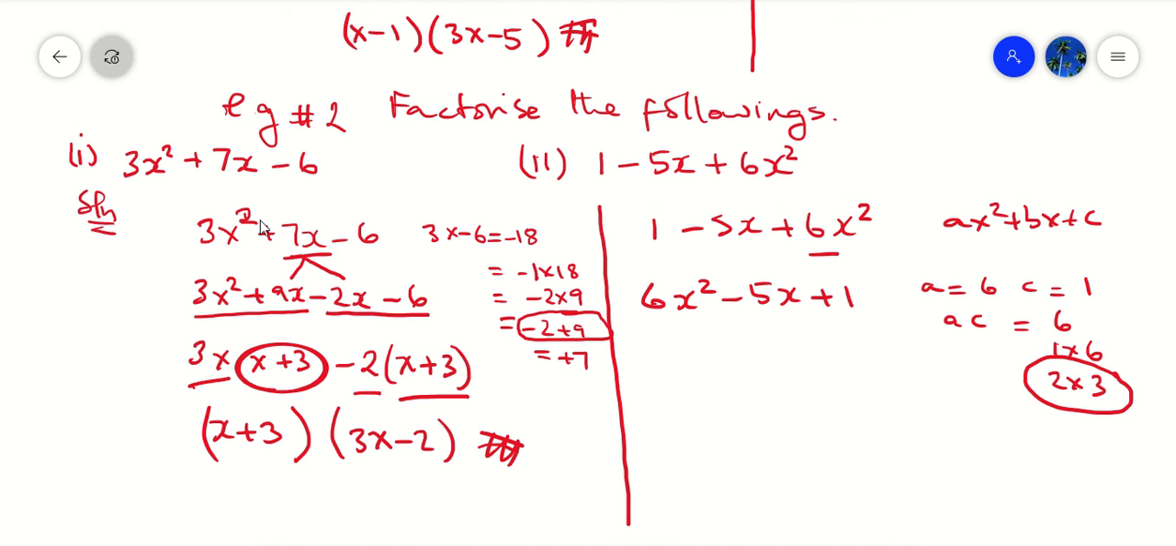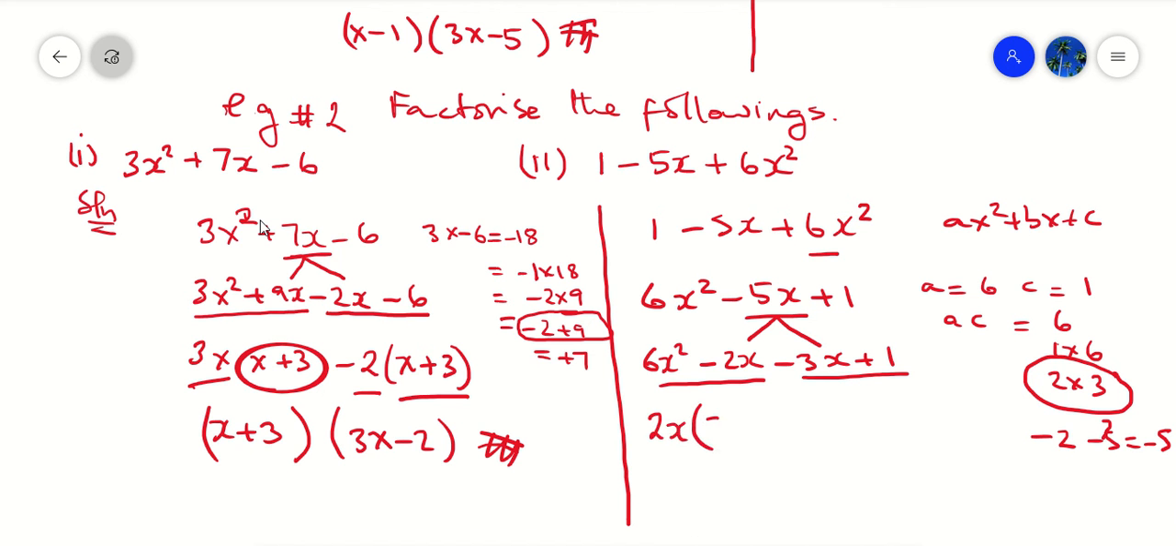For example, here, if I give it negative 2, negative 3, sorry, this is supposed to be 3, it is negative 5. So I will split this and I will have 6x squared minus 2x minus 3x plus 1. This minus 5x is these two terms here. So then just factor out the first two terms and the last two terms together. The common factor between these two, 2x into 3x, because 6x squared divided by 2x will give me 3x, minus 2x have already taken out, so here 1 remains.